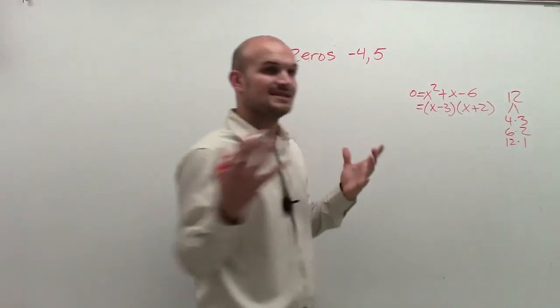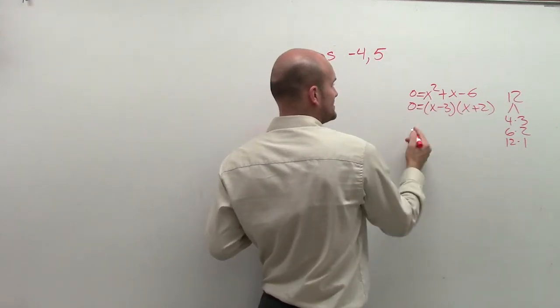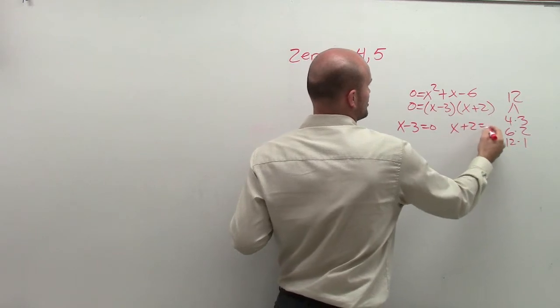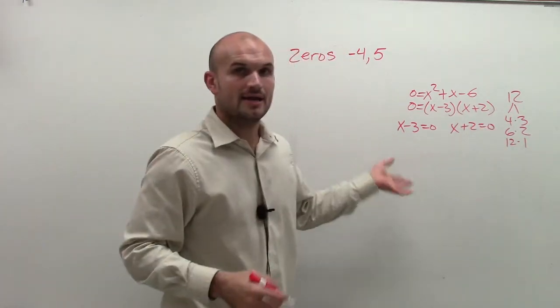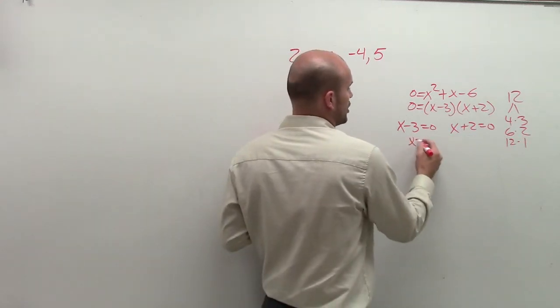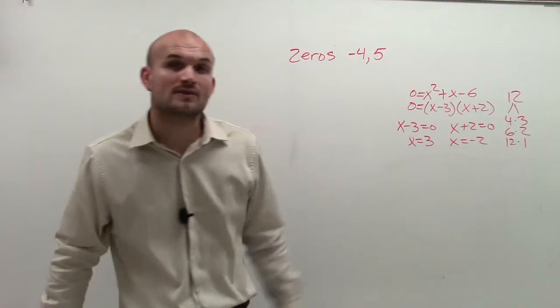Then remember, the next thing we do is apply the zero product property. Since I'm multiplying these to get 0, I can say x minus 3 equals 0 and x plus 2 equals 0. Right? Then to actually find the zeros, or our solutions, we solve for x. And those are what we call the zeros.